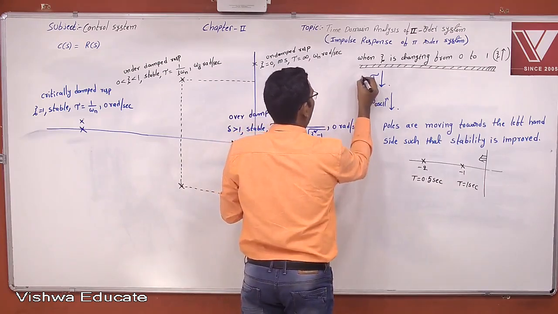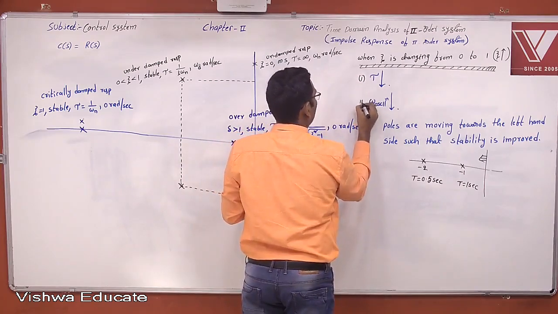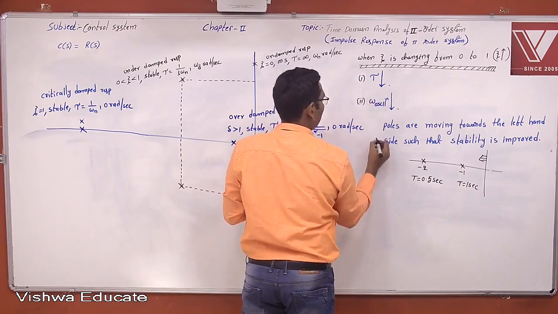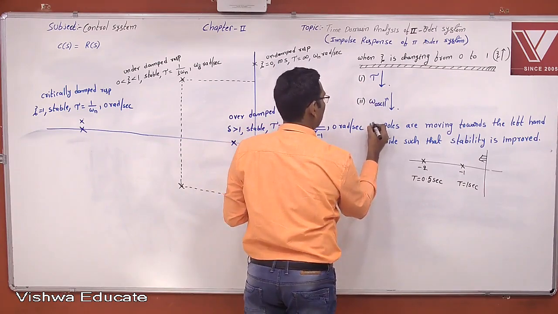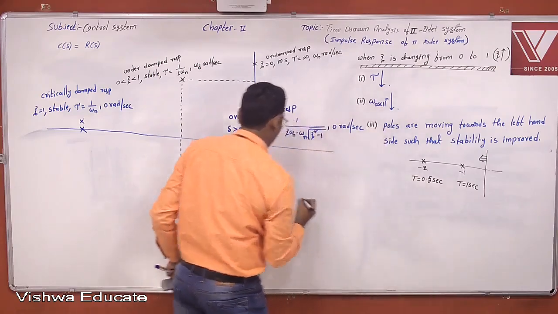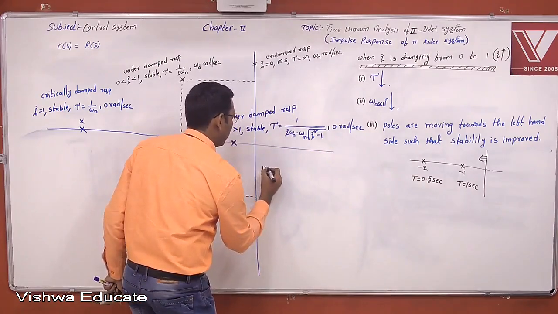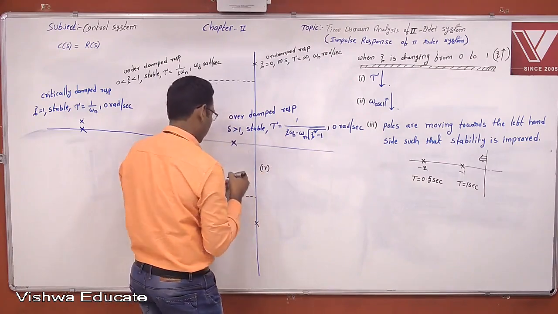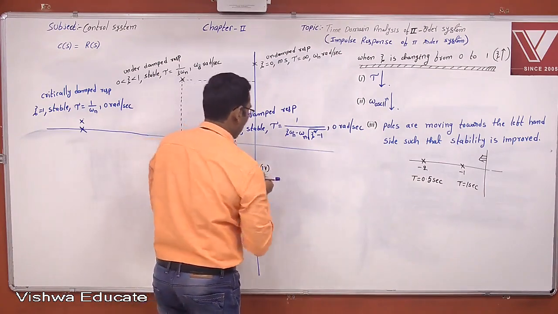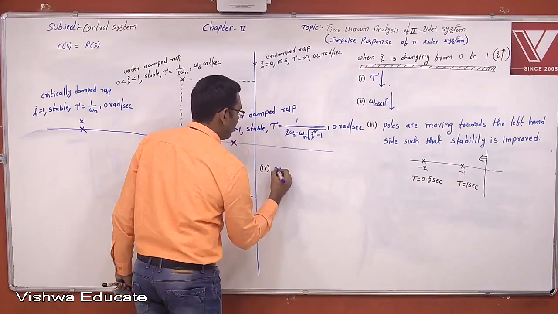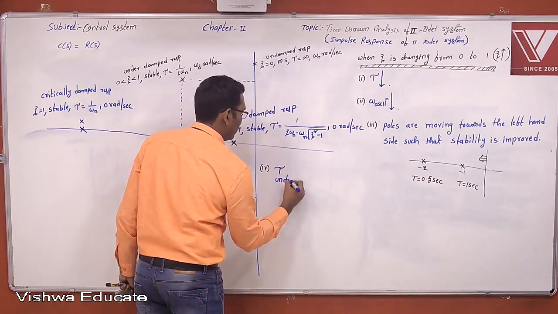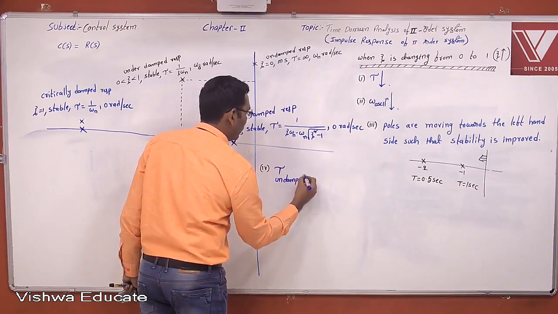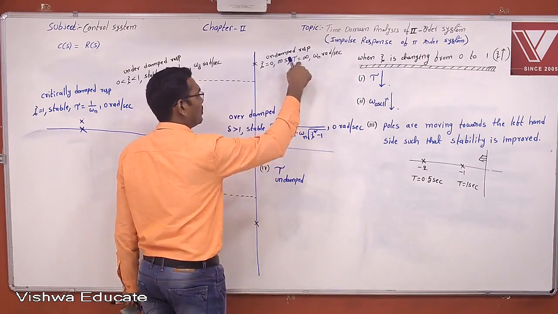This is the first point. Second point. Third point. Now I am asking the fourth point. The fourth point is the time constant of undamped. The time constant of undamped, because here the time constant is infinity.